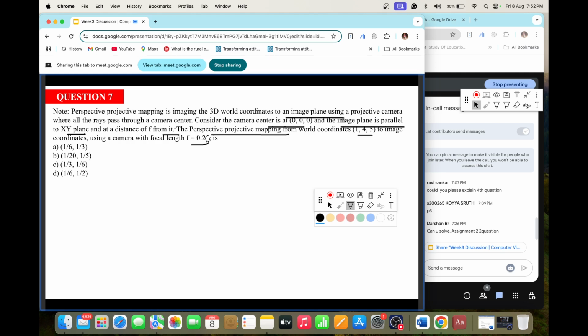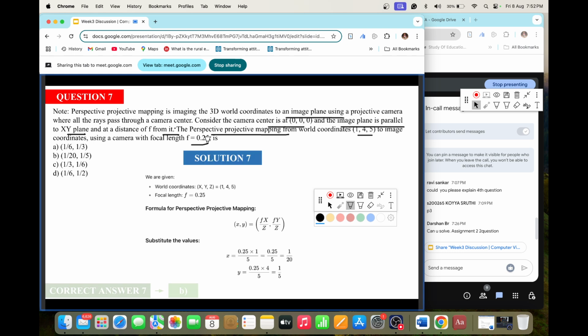So x will be f into capital X divided by Z, y will be f into capital Y divided by Z. So very easy, this x and y you can find out. F is given, and capital X, capital Y, capital Z. So just plug in the values and you will get the small x and small y. Small x is coming 1 by 20, small y is coming 1 by 5. So option B is your answer.